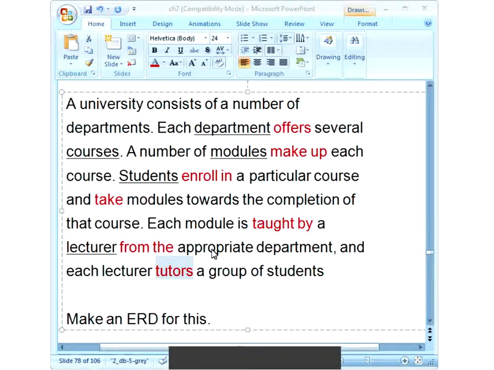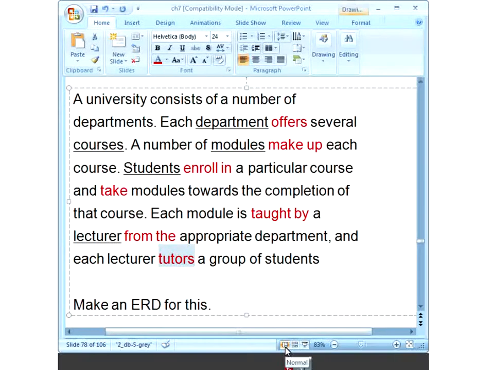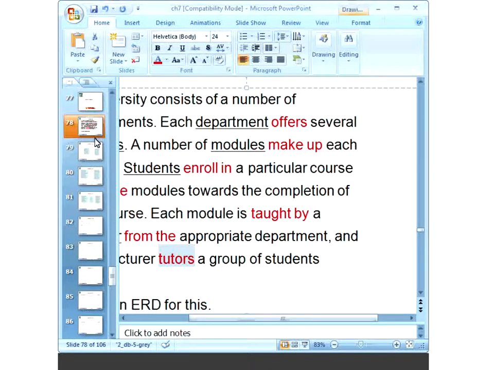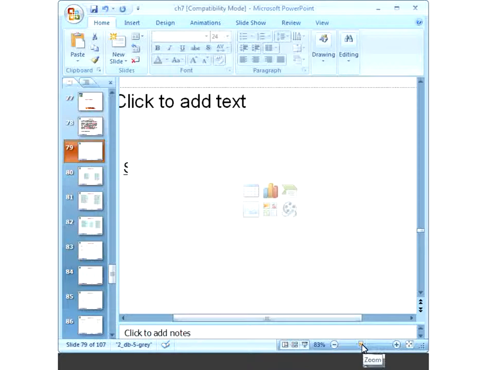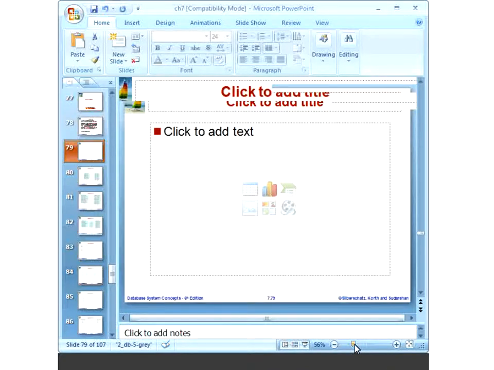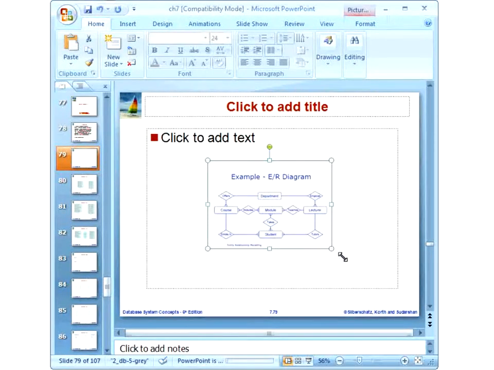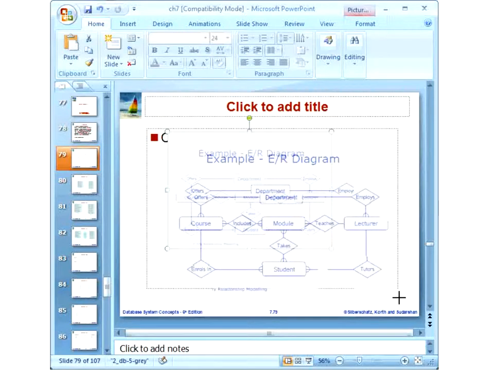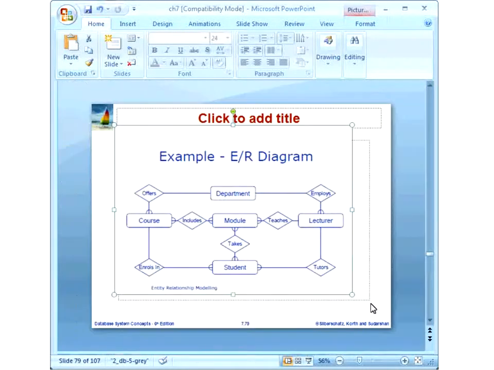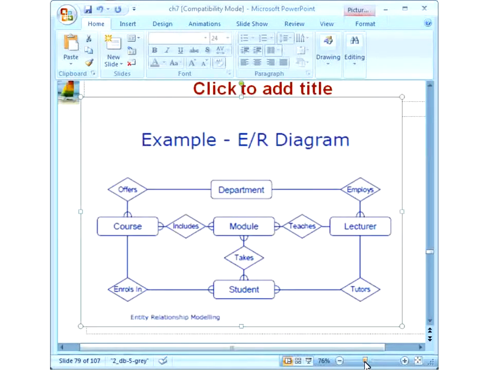So I have picked this example from the web. You will have to explore for some time to see the exact solution, so I'm pasting it over here for you. This is the entity relationship diagram which will come up finally. Is it visible to everyone? So this is the solution.